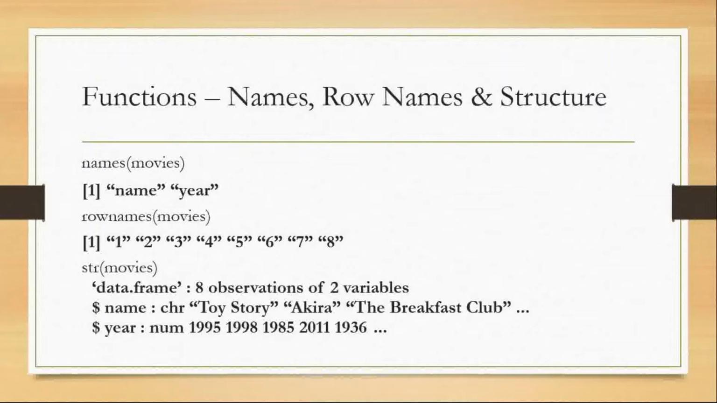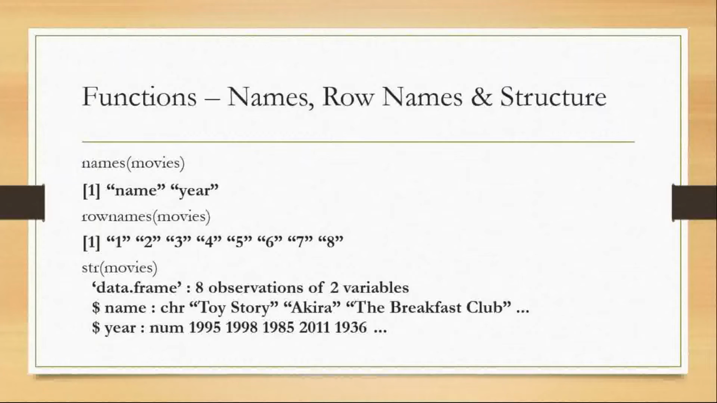str of movies means structure of movies. So structure is an inbuilt function which displays the structure of the value that is given as argument to it. Since movies is a data frame, it gives the result as data frame with 8 observations of 2 variables. So here observations means rows. So 8 rows, variables means columns, and 2 columns.